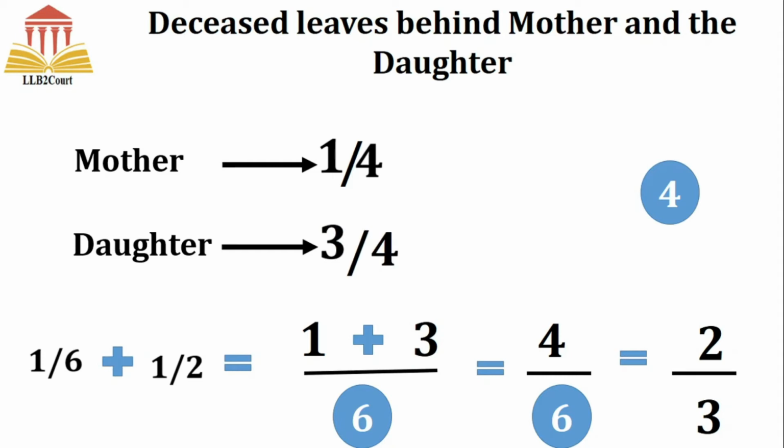So instead of mother's share 1 by 6 and daughter's share 3 by 6, now the share is increased proportionately by decreasing the denominator. That is, now the mother's share is 1 by 4 and the daughter's share is 3 by 4. This is how the doctrine of RAD works. So if you sum it up, 1 by 4 plus 3 by 4 equals 1. So there is no residue left.